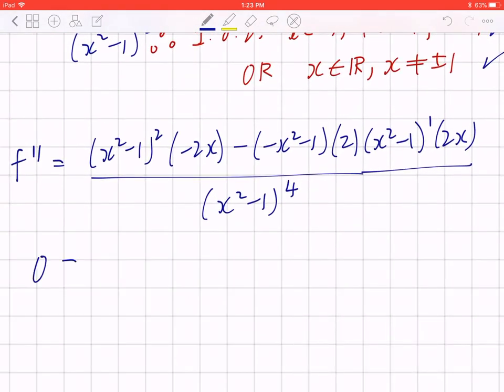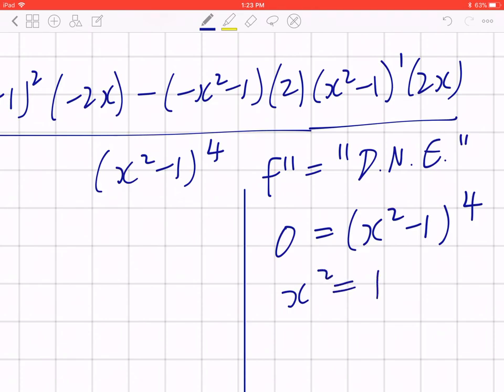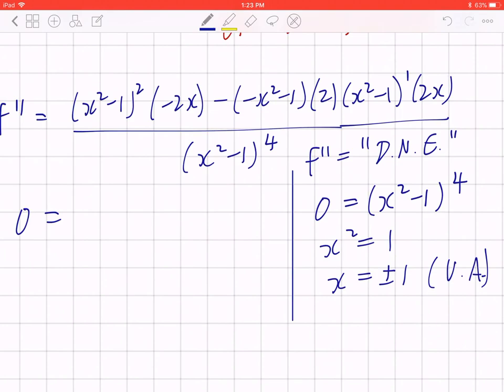You set this to 0. Again, there are two columns you're focusing on, not only at the top, but you're really setting 0 to the bottom. And sometimes you do get critical points or inflection points. And in this case, f double prime is undefined or does not exist. But because we found vertical asymptotes, this means even though x is plus or minus 1, we knew these are vertical asymptotes, so they cannot be inflection points.